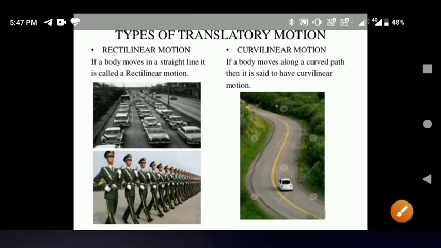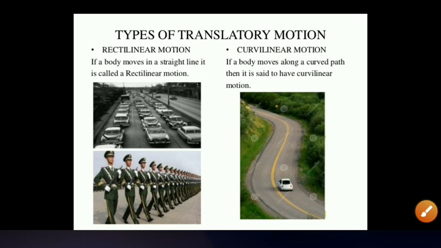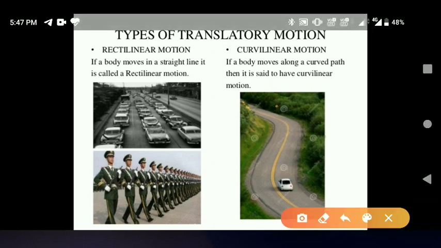Okay, types of translatory motion. There are two types of translatory motion. The first one is rectilinear motion and the second one is curvilinear motion. So first of all we'll discuss the first one, rectilinear motion. If a body moves along a straight line, its motion is called rectilinear motion. This means when a body moves in a straight line, we'll say the body is moving in a rectilinear motion.